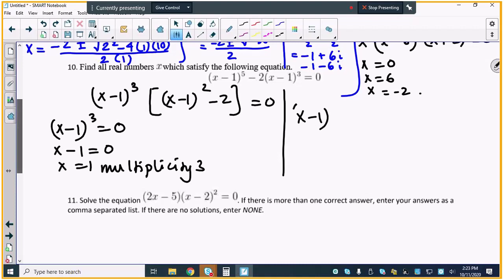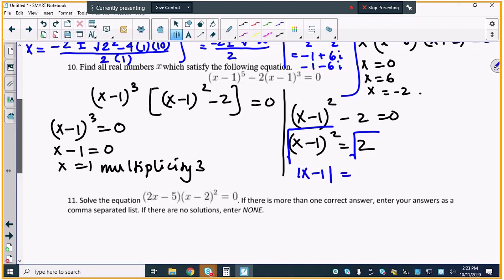Or the other factor is x minus 1 squared minus 2 equal to 0. So add 2 on both sides, you get x minus 1 squared equal to 2. Take the square roots on both sides. So the absolute value of x minus 1 is equal to square root of 2. I get two solutions out of this.